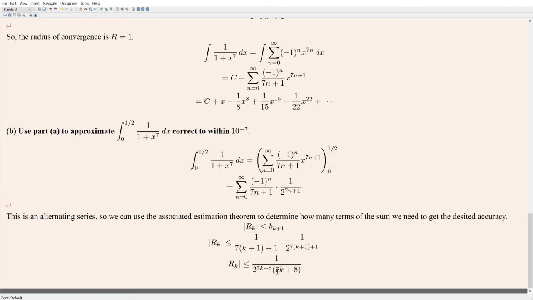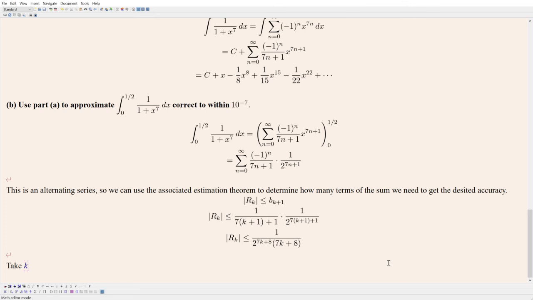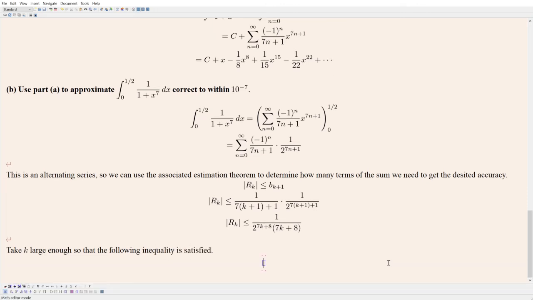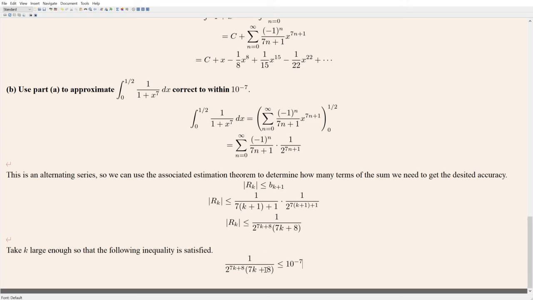Okay. Now, we want this error to be smaller than 10 to the negative 7. So take k large enough so that the following inequality is satisfied. So we want this to be less than 10 to the negative 7, because that's going to guarantee that the error is smaller than 10 to the negative 7. Now at this point, it would be nice if we could solve this inequality for k, but the combination of an exponential and a rational function here is making that kind of iffy. So I think we're just going to have to start plugging in numbers.